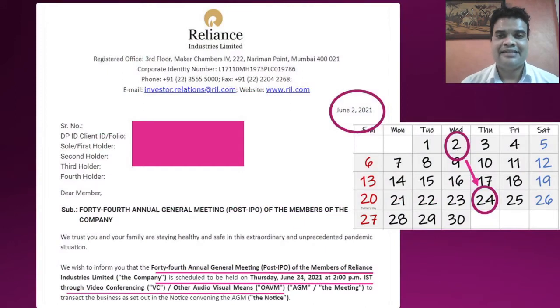Let's look at Reliance Industries Limited. On the 2nd of June 2021, it sent a notice to its members saying that after 21 days, that is on the 24th of June 2021, there will be the 44th annual general meeting of the company at 2 p.m. via video conference.